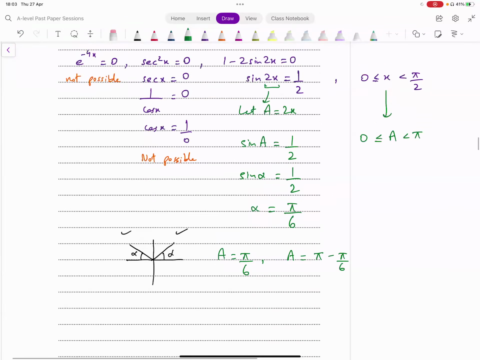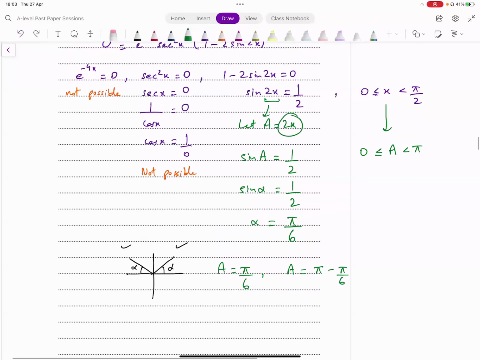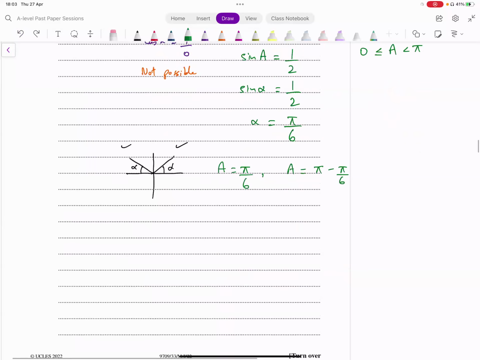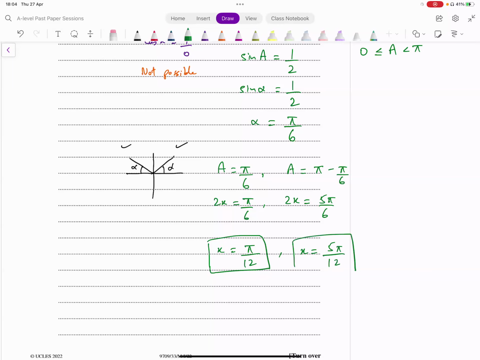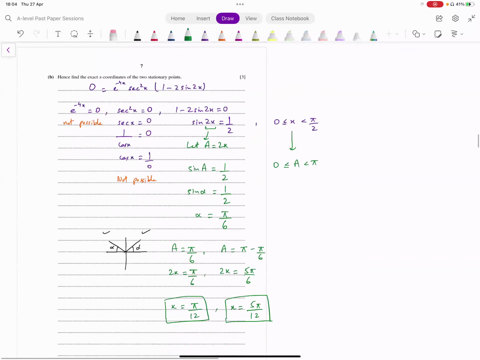Okay, so these are the two values of a that we get from this. अब हम क्या करेंगे? वापस substitution input कर दें. A was 2x, तो 2x वापस डाल दें इसके अंदर. You get 2x equals pi over 6 and 2x equals 5 pi over 6. And the values of x that you get from this are x equals pi over 12. That's one possibility. And the other possible answer that you're getting from this is x equals 5 pi over 12. These are the two possible values of x that we get from this. These are our answers for this part.